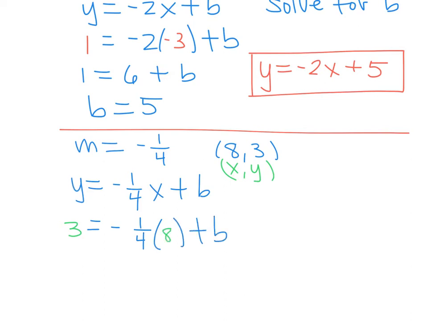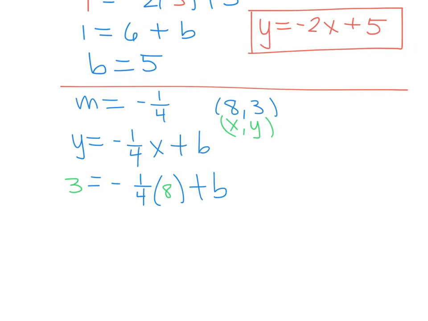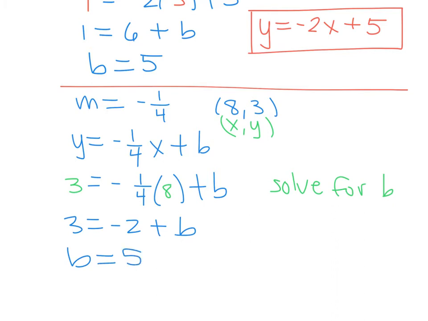plus b. And now we want to solve for that unknown y-intercept b. So we get 3 equals negative 1/4 times 8 is a negative 2. So we end up with b equals 5. Again, that's coincidence. And our equation is y equals negative 1/4 x plus 5.